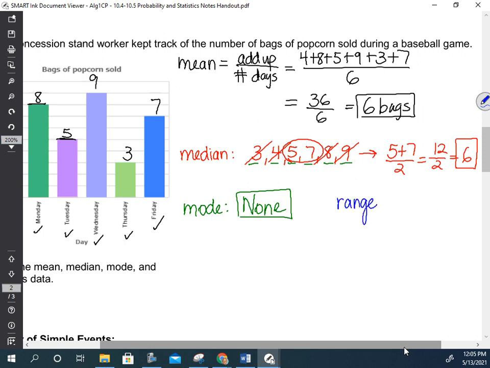The last part is the range. So the highest value was 9. The lowest value was 3. 9 minus 3, last time I checked, is 6. There's your mean, median, mode, and range. Any questions on example 2?